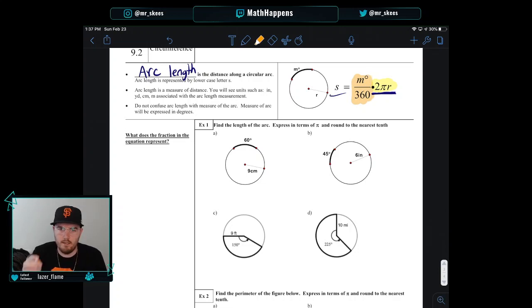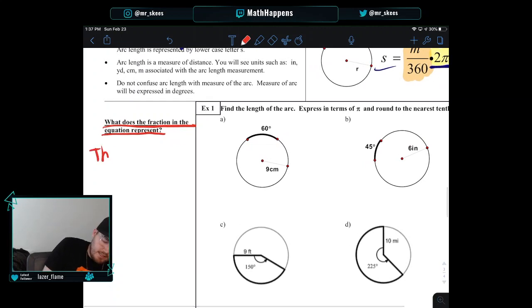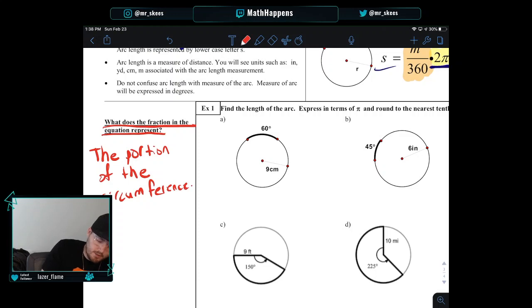But what exactly are we looking at here with measure over 360? So let's answer that question right here. What does the fraction in the equation represent? It represents the portion of the circumference. Or, right, it's the portion of the circumference that we are trying to measure.